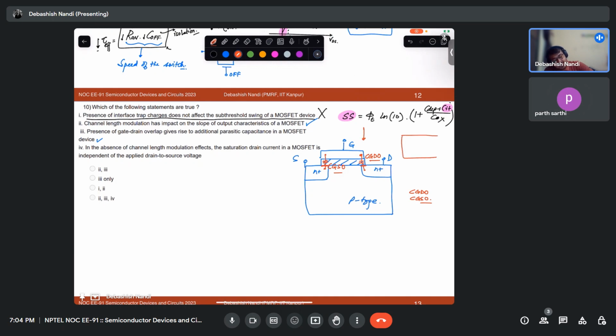If you look from the top side, you will see something like this, right? This will be your gate, and here you will get your source and drain, multiple source drain contacts. But what happens is that this gate region will have an overlap with the source regions. Why? Because it is very hard to make sharp corners in any kind of process.